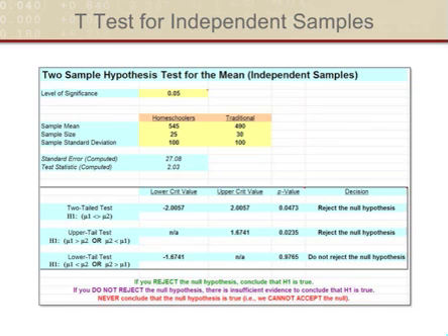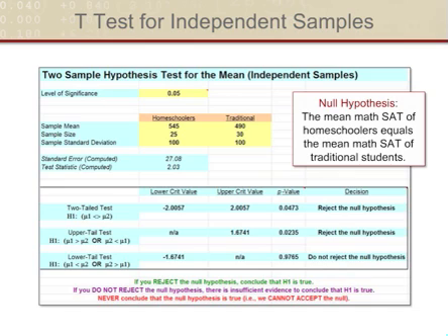The null hypothesis here is, is there a difference, basically, between the mean SATs for the 2 groups? So the formal way I might write it is the mean math SAT of homeschoolers equals the mean math SAT of traditional students. And the alternate is the opposite, which is to say that the mean math SAT of homeschoolers does not equal the mean math SAT of traditional students. I'm not picking a direction up or down. I'm just asking, is there a difference?